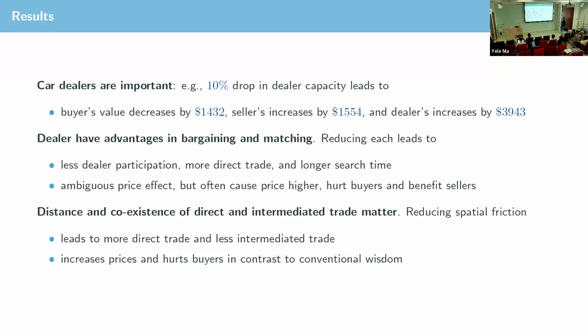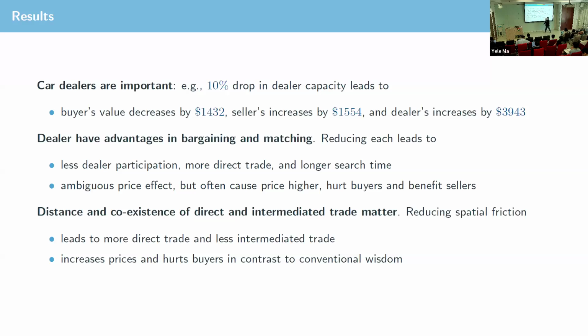Second, we find empirically that dealers have multiple important advantages in bargaining, search and matching, and part of the reason they are able to charge high prices is those advantages. Naturally, we don't like that, so we examine what happens if we reduce each dimension of their advantage. Dealers become less happy. They are less willing to participate in the market, even though they are still a more efficient transaction channel than private transactions. This shift of transactions from the more efficient channel to the less efficient one hurts consumers. Consumers are then more vulnerable to surplus extraction, the equilibrium price goes up, and consumer welfare may go down.